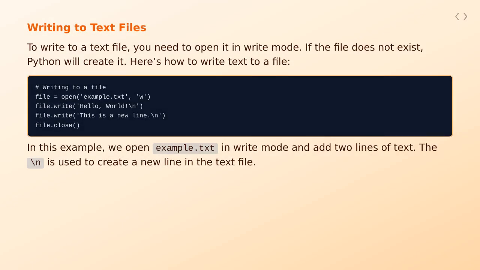Let's move on to writing to text files. To write to a text file, you need to open it in write mode. If the file doesn't exist, Python will create it. Here's how to write text to a file.